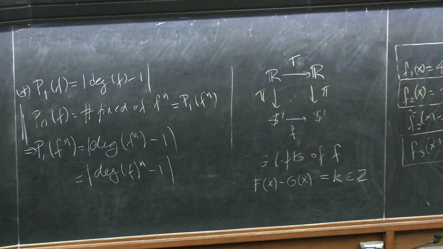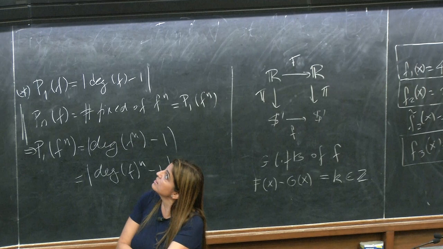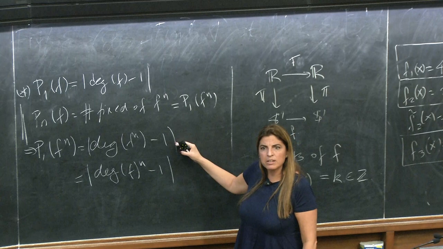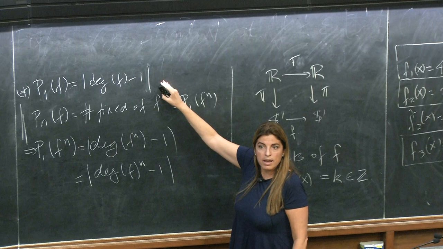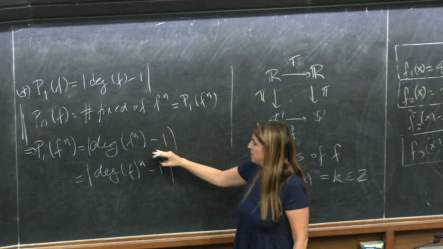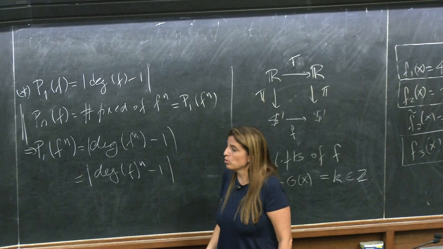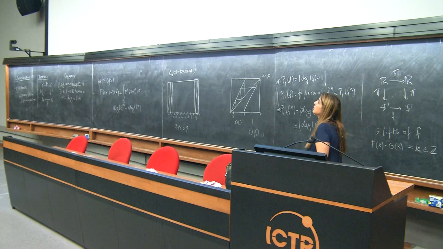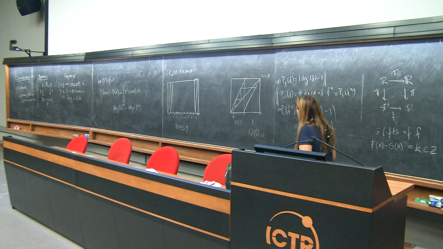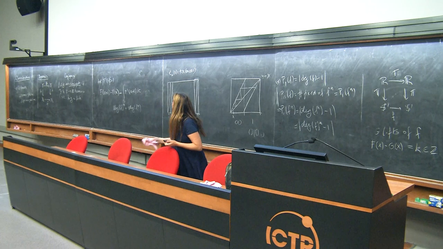So let me see if in these 10 minutes I can do this. Is it clear why this is? If we prove this for any f, in particular, we will have this. But this is equal to this, so just to prove it for fixed points is enough. So we have to count the number of fixed points in terms of the degree. Okay. So we begin by taking a lift of f. Call it big F.